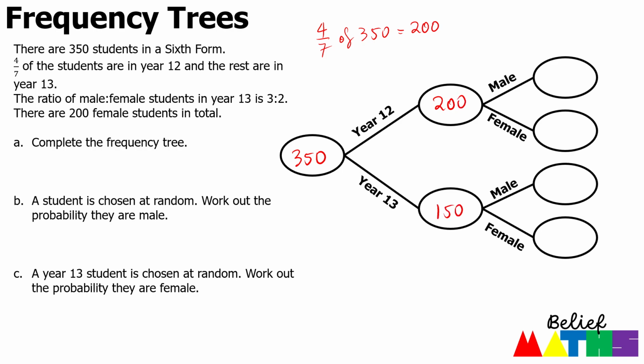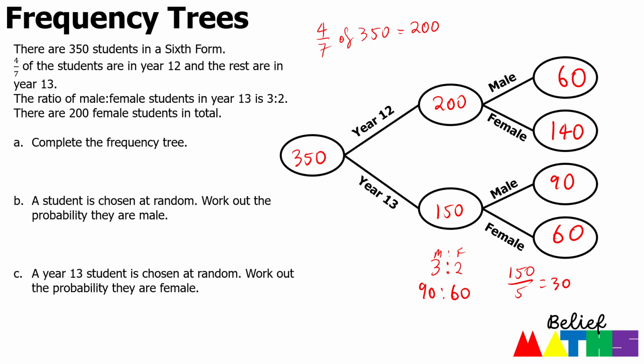It then says the ratio of male to female students in year 13 is 3 to 2. So in year 13, we've got 3 to 2, and we have 150 students in total, and that's male to female. So therefore 150 divided by 5 is 30. So therefore there's 90 males and 60 females. So 90 males and 60 females. And then it tells us in total there are 200 female students. Well, because we have 60 of them here, there must be 140 of them in here, which means that there must be 60 males in year 12. And that's our completed frequency tree.